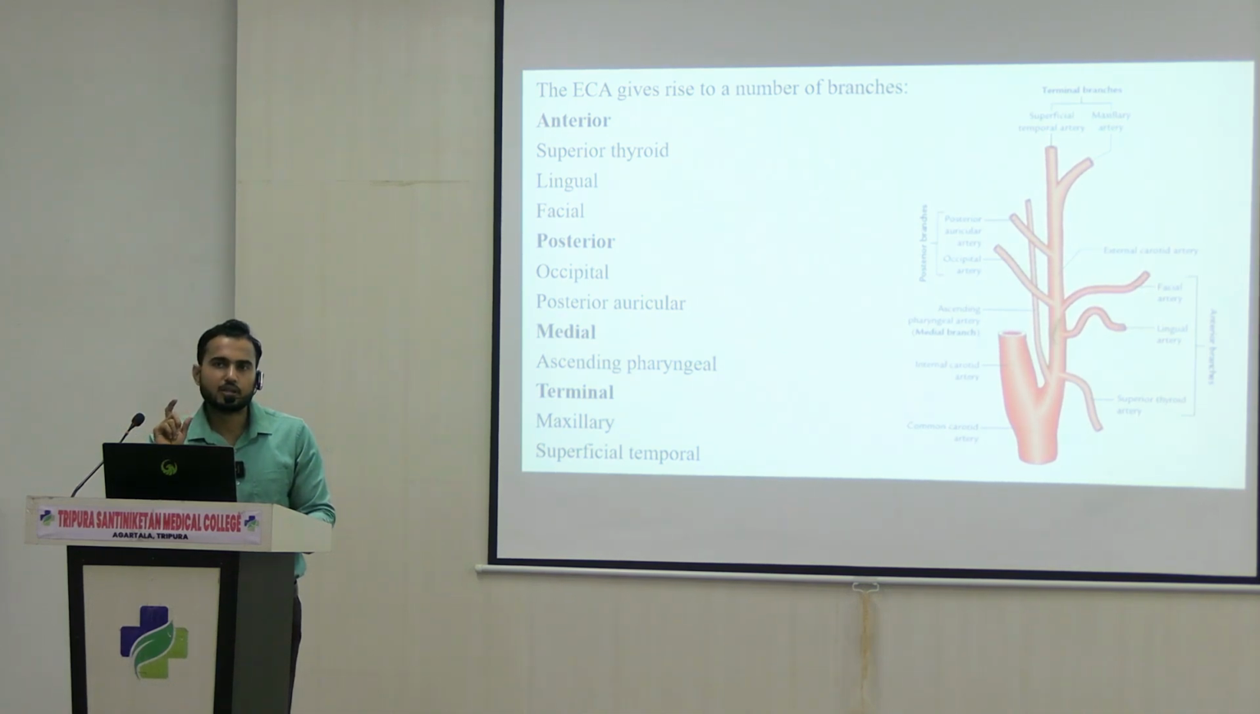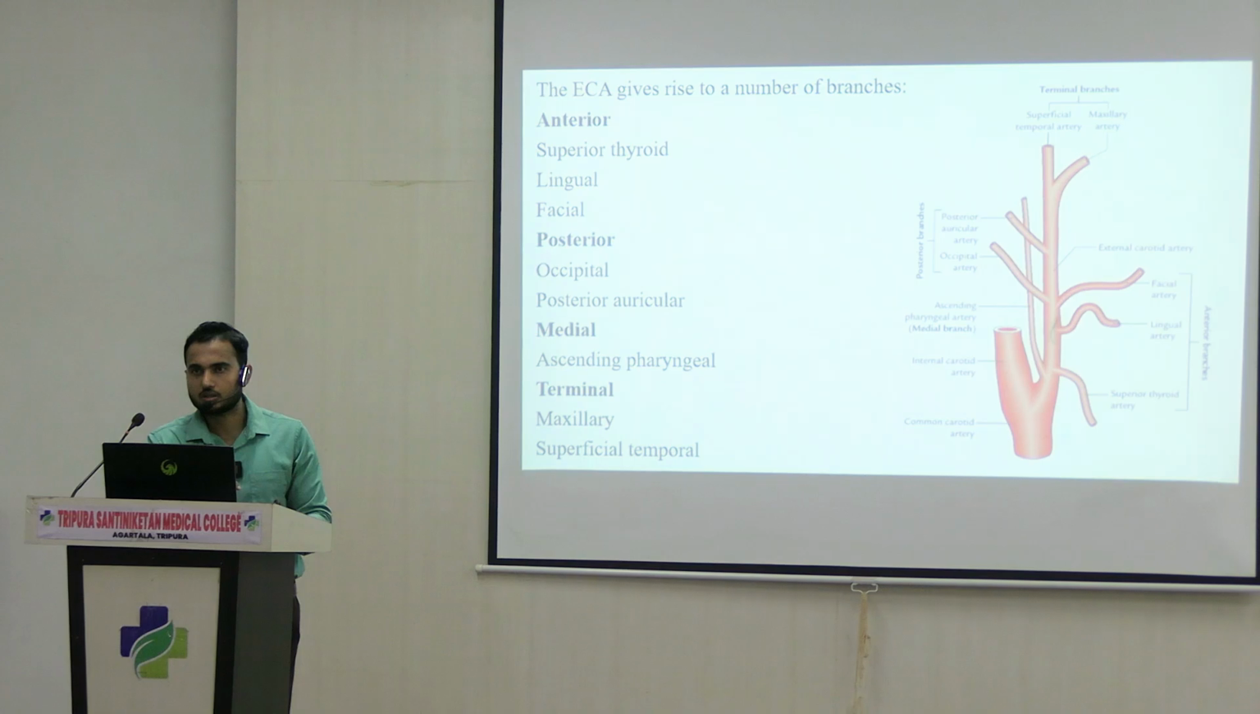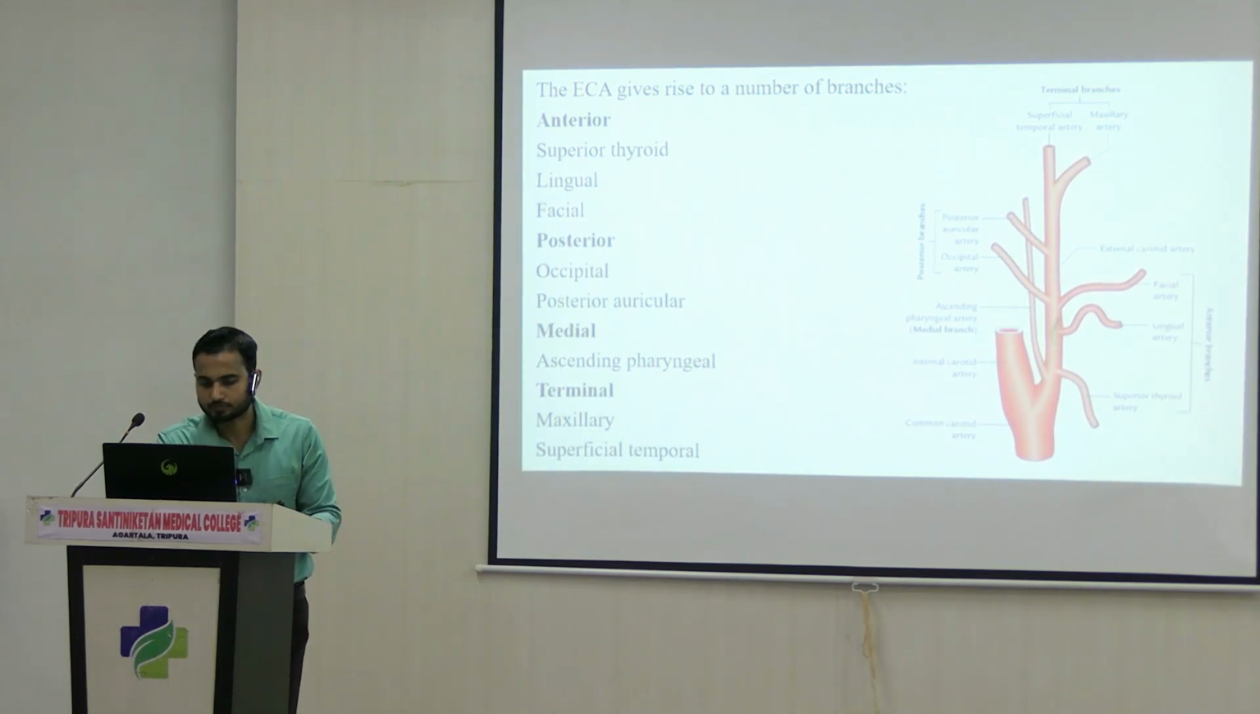Any idea about the lingual artery? The lingual artery supplies the tongue. It is the chief source of blood supply to the tongue. Next, the superior thyroid artery. The first branch is the superior thyroid artery. As the name suggests, it supplies the thyroid gland. Now for the thyroid gland, another artery is the inferior thyroid artery, which is a branch of the subclavian artery. When you study the thyroid gland, you will come to know that the superior and inferior thyroid arteries anastomose and supply the gland.